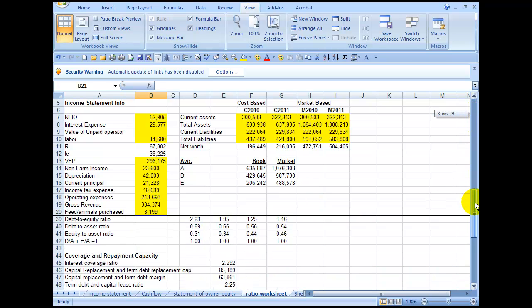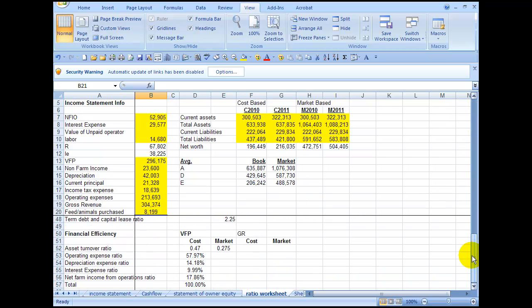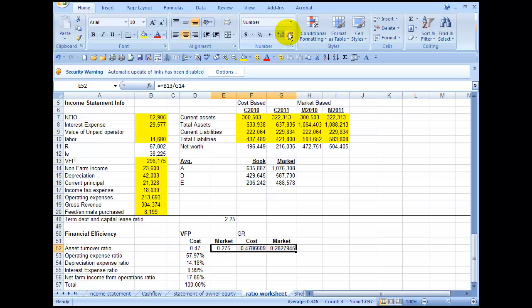So now I'm ready to do these formulas for gross revenue. So now for my cost-based, I'm taking my gross revenue and dividing it by my average assets. And I can do that for market-based too, divided by my average market-based assets. Few too many decimal places here, so go home, and then just click the arrow to get those all down to fewer.